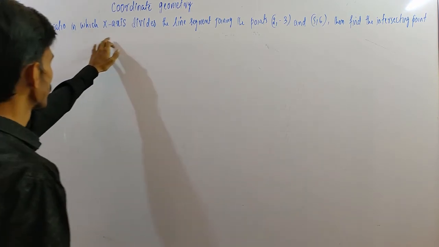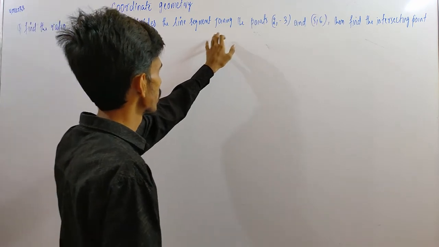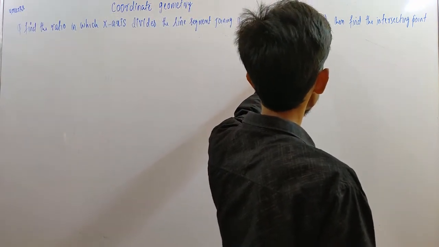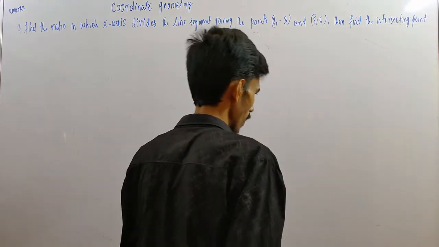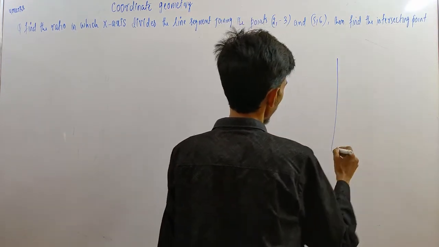Find the ratio in which the x-axis divides the line segment joining the points (2, -3) and (5, 6). Find the intersecting point. Let me draw a coordinate axis.